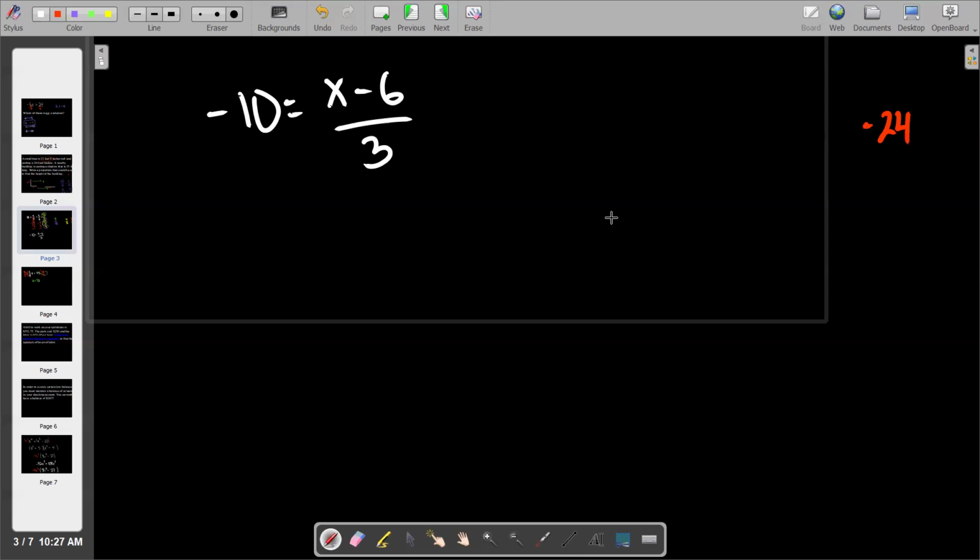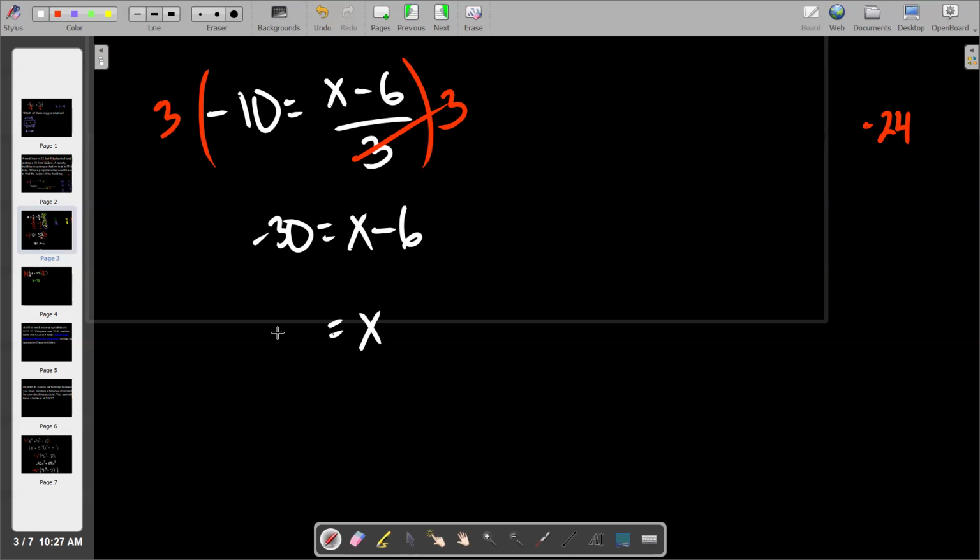So hopefully this went well for you. Like I said, this one shouldn't be a very long problem at all. You should have all started by multiplying by 3. And then from there, the x minus 6 drops down and you get equals -30. And then you add 6 to both sides, right? And if we add 6, we get x equals -30 plus 6, which is, well, -24. Any questions on that process? Good.